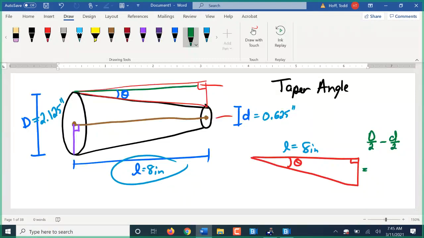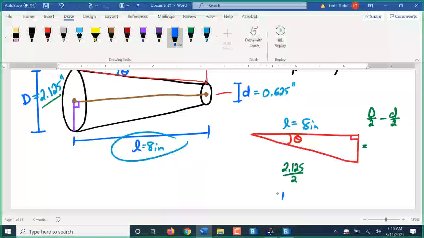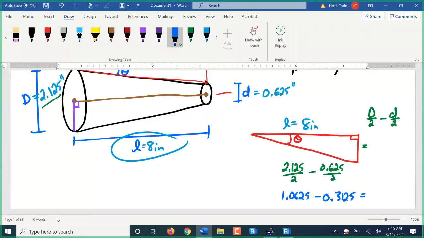Well, we were given diameters, so we have to divide those diameters by 2 to get a radius. So 2.125 divided by 2, that's going to be 1.0625. 0.625 divided by 2, that's going to be 0.3125. We subtract that out, we get 0.75, I believe.